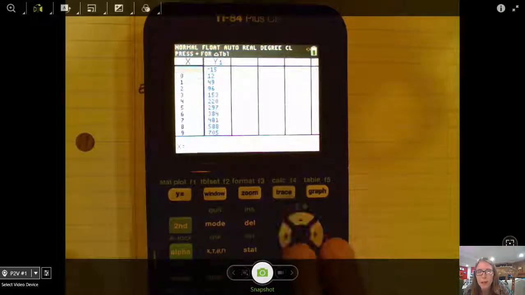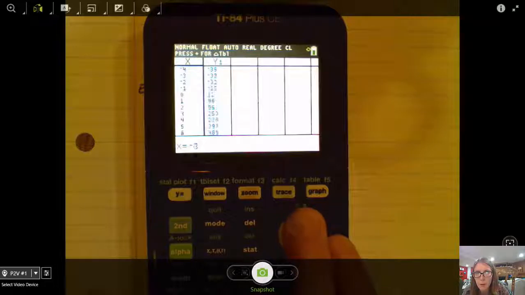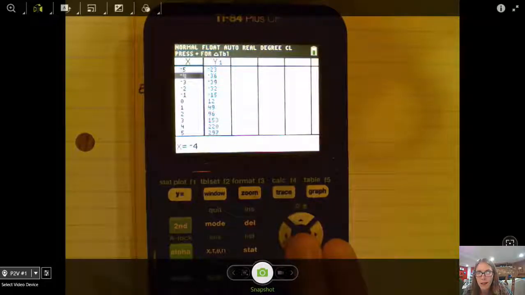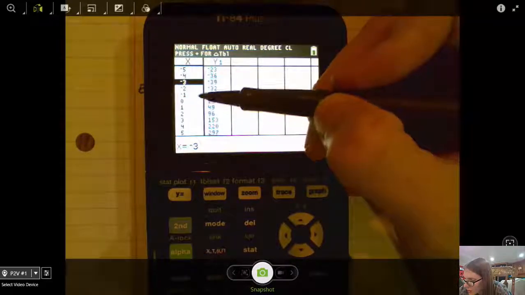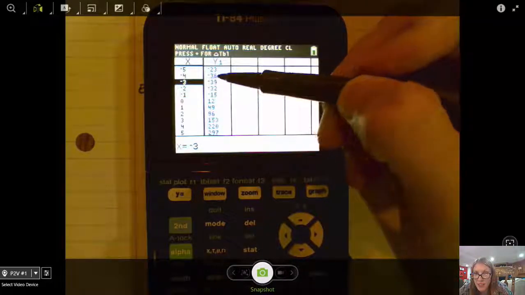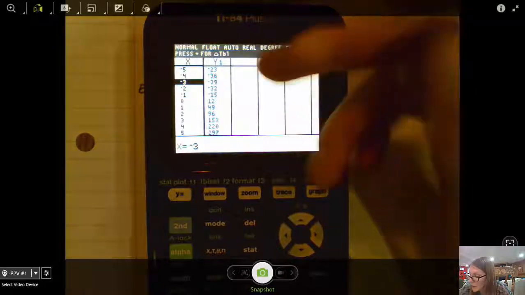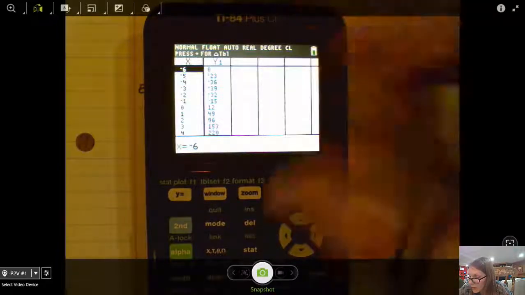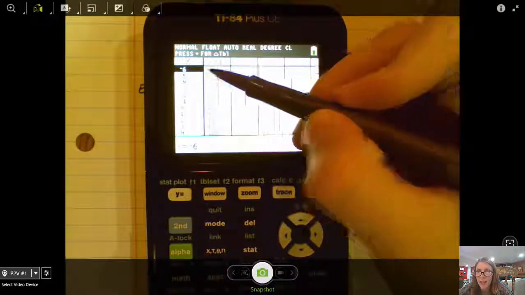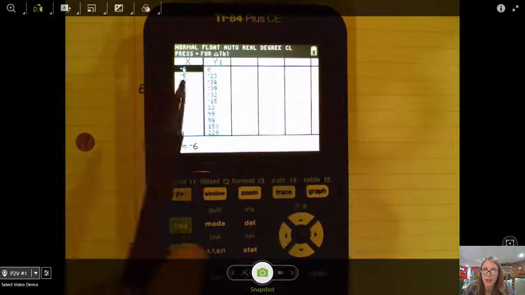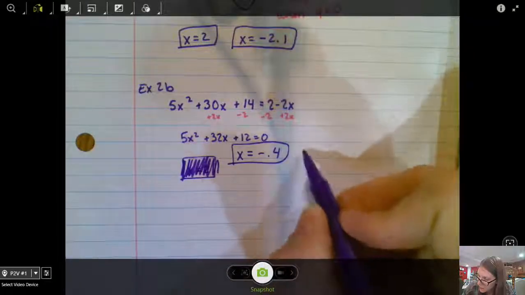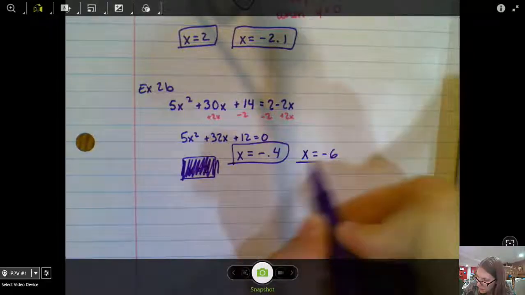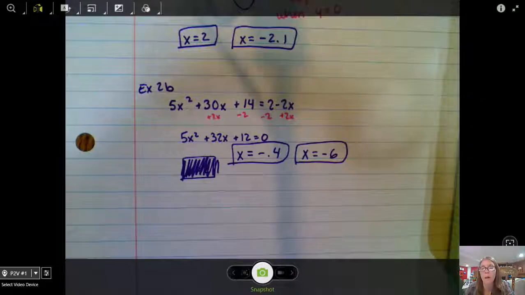And we already found the intercept between 0 and negative 1. Now look at my y values here. I have negative 32, negative 39, negative 36. So I'm getting more and more positive now, which means I'm getting closer and closer. Here's our other x-intercept when x is negative 6. There are two x-intercepts, our two solutions to our quadratic equation.